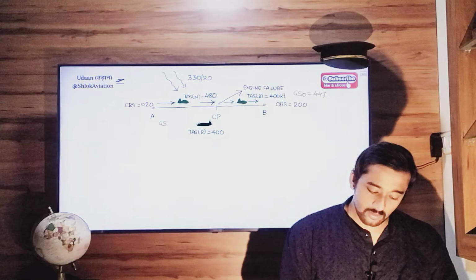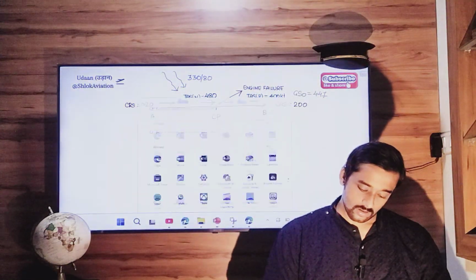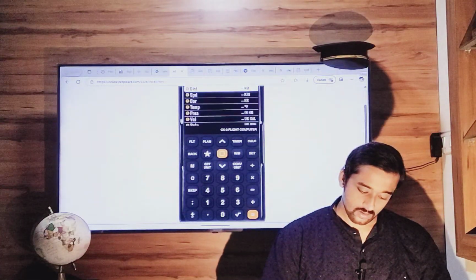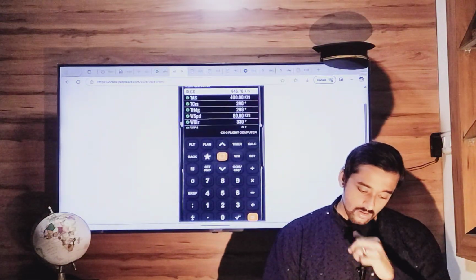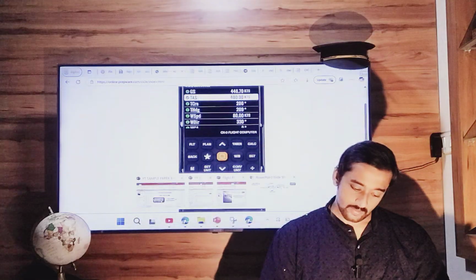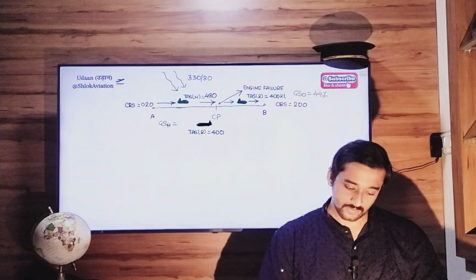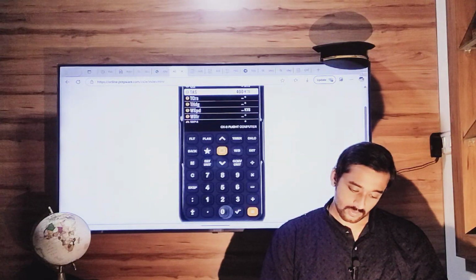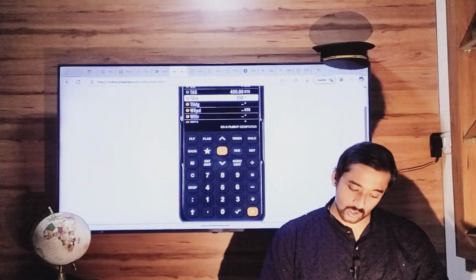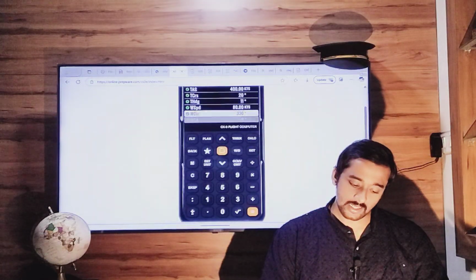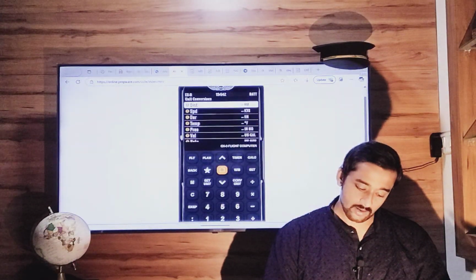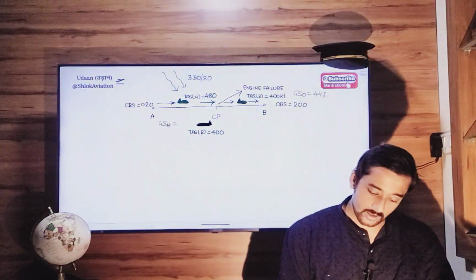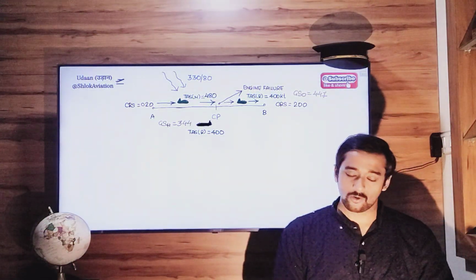Ground speed homebound will be, new TAS will be 400. True course will be 020. Wind speed 80, winds 330. So ground speed will be 343.85, or 344 knots. 344 knots.